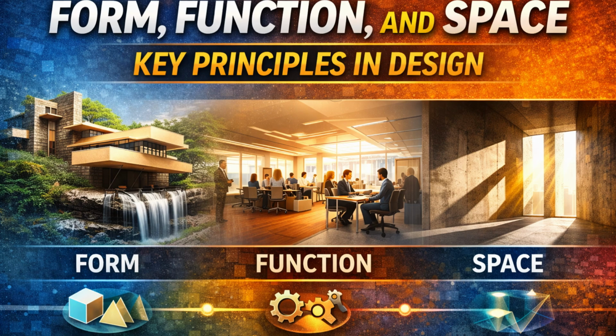Right. Another important technique is proportion. This is about the relationship between the different dimensions of a space. So for example, a room with a high ceiling and a narrow width will feel very different from a room with a low ceiling and a wide width. Right, so it's not just about the size of the space, but about the balance between its different dimensions.